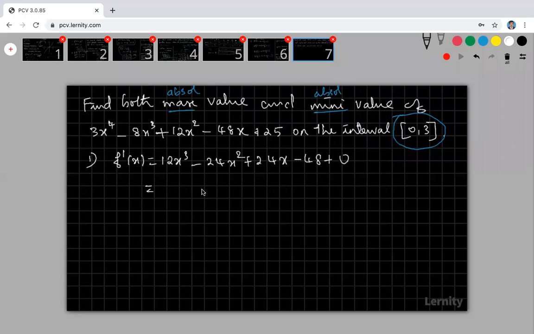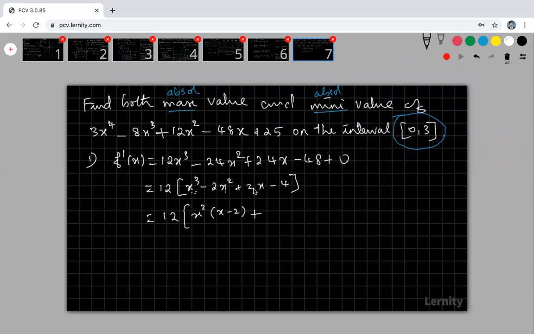How to factorize this? My 12 is common, take it outside. So x cube minus 2x square plus 2x minus 4. Now factorize this. In these two terms, x square is common. Take it outside, remaining x minus 2.